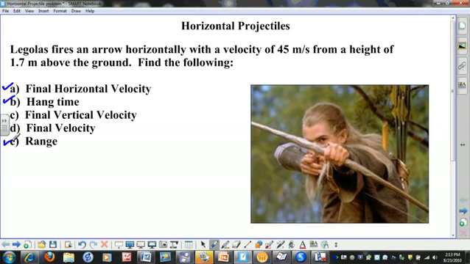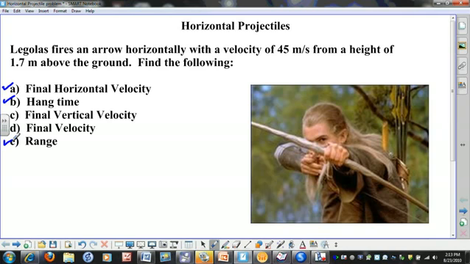We're going to do C and D tomorrow. Today I want you to solve for final horizontal velocity, hang time, and range. And we've already defined what range is and what hang time is, and we know a little bit about horizontal velocity.